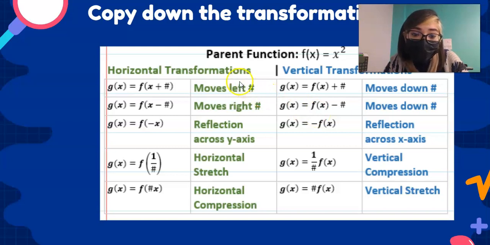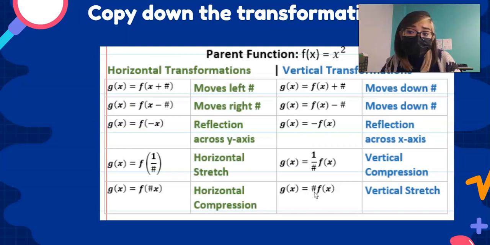We know horizontal transformations happen inside the parentheses. As you can see here, we're adding, subtracting inside, we have a negative inside, multiplying and dividing inside the parentheses. Whereas vertical transformations happen outside the parentheses, so we can see here adding, subtracting outside the parentheses, negative outside, multiplying and dividing outside.